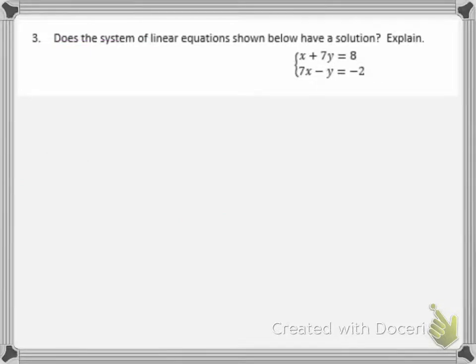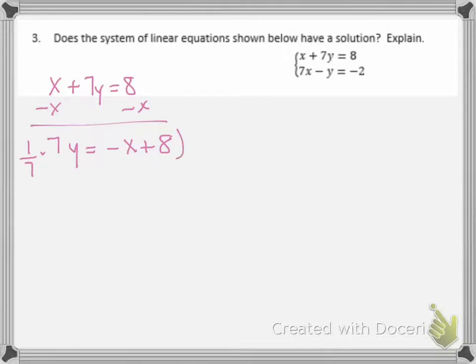Number 3, let's see, I've got standard form on both, so I'm going to change them both to slope-intercept. X plus 7y equals 8. I'm going to subtract x from both sides. That gives us 7y equals negative x plus 8. And then multiply by the reciprocal, and multiply over here by the reciprocal. And that gives us y equals negative 1x times 1/7, which is a negative 1/7 x, and then 8 times 1/7 is 8/7, so a positive 8/7.